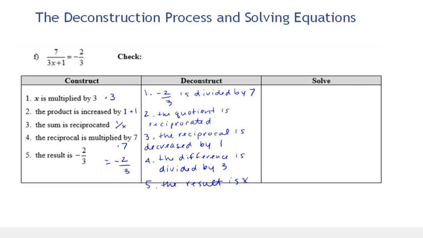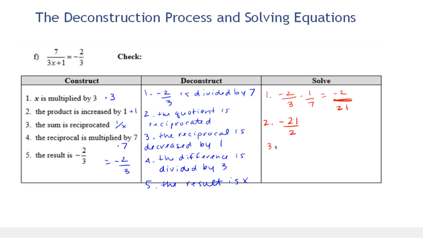Okay, so in this example, since we're reciprocating, that can get a little messy writing it as one big solution. So we're going to do these step by step, and we'll label them. First, negative 2/3 is divided by 7. That's the same as multiplying by 1 over 7. Reciprocate the 7, so we have negative 2 over 21. Next, we reciprocate negative 2 over 21. We'll write that as negative 21 over 2.